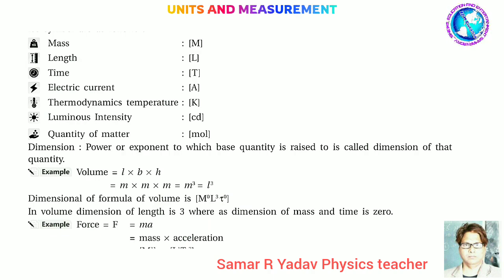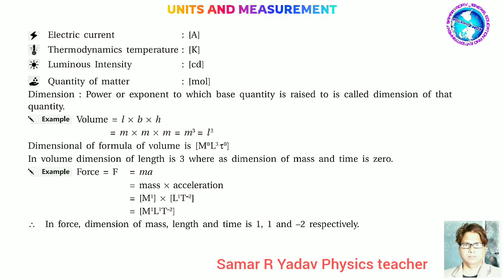For example, volume is equal to L cross B cross H is equal to meter cross meter cross meter is equal to meter cube is equal to L cube. The dimensional formula of volume is [M0 L3 T0]. In volume, the dimension of length is 3 whereas the dimension of mass and time is 0.